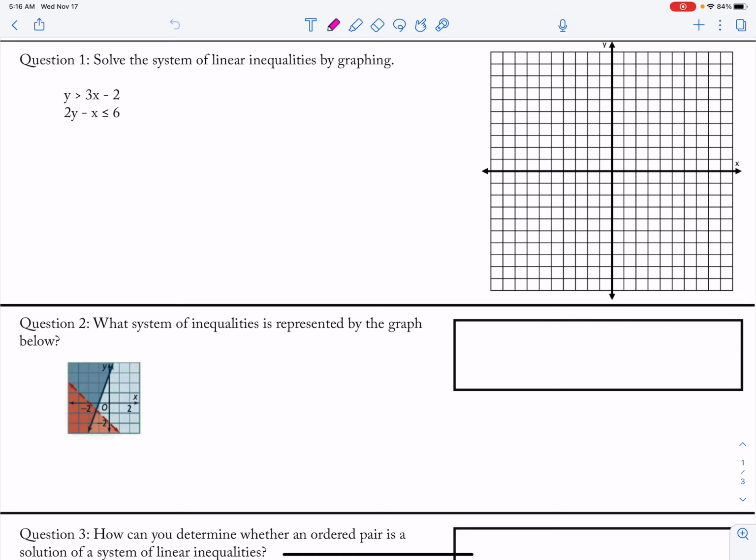All right, so let's go ahead and graph these. -2, up 3 over 1, and it is a dotted line. And we are shading, so 0, 0. So is 0 greater than 3 times 0 minus 2? The answer is yes.